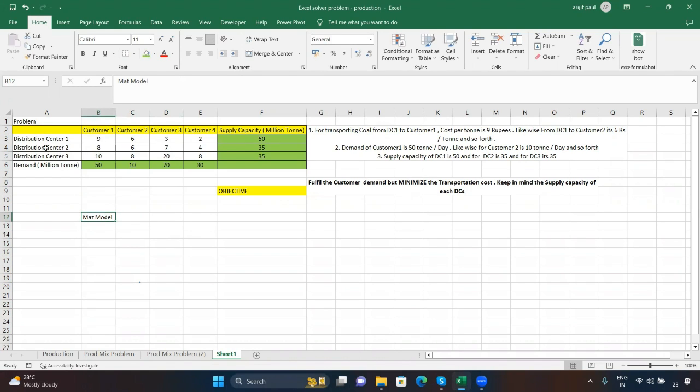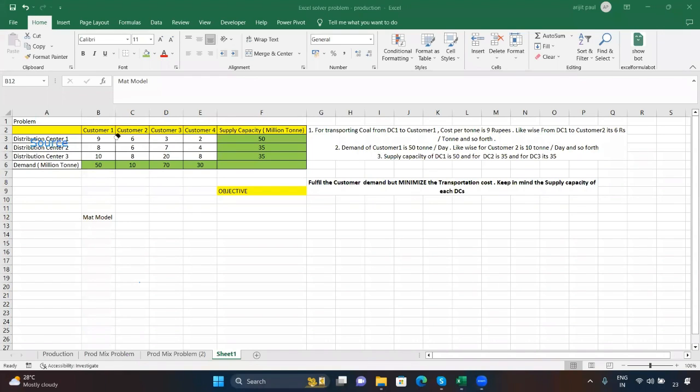Okay, so this is distribution center 1, distribution center 2, and distribution center 3. These are nothing but the source, right? And this customer 1 to 4, these are nothing but we can call them as a destination, right?